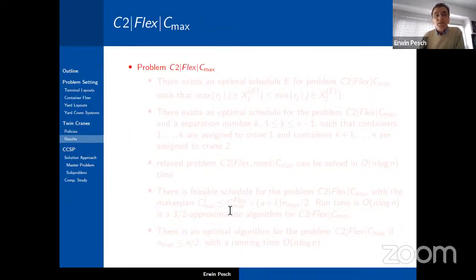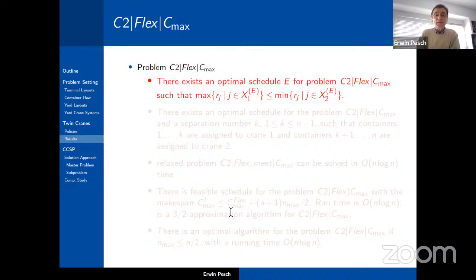If you look at the flexible policy, you can assign any container to any crane, and assume you have an optimal schedule. We call this optimal schedule E for this problem. What is immediately obvious is the following. Let X1E be the containers that will be assigned in this optimal solution to the left crane and X2E the containers that are assigned to the right crane, and J is the index for the containers. Let us assume that RJ is the bay in which container J is supposed to be dropped. I have to say that the bay is always known. The bay, or the position where the container is supposed to be dropped, is known from the beginning. It will be calculated before. So we know the bay, we know the position. Assume that RJ is the bay for container J.